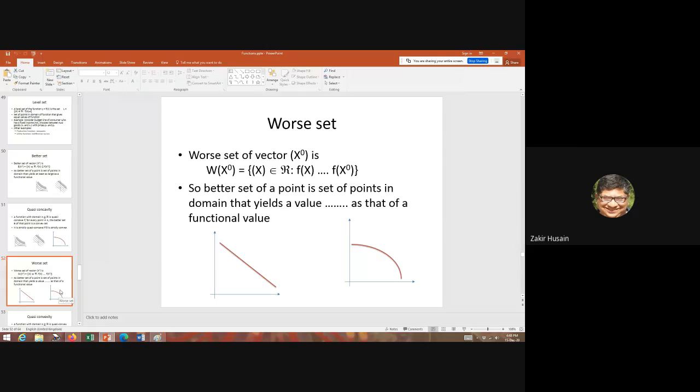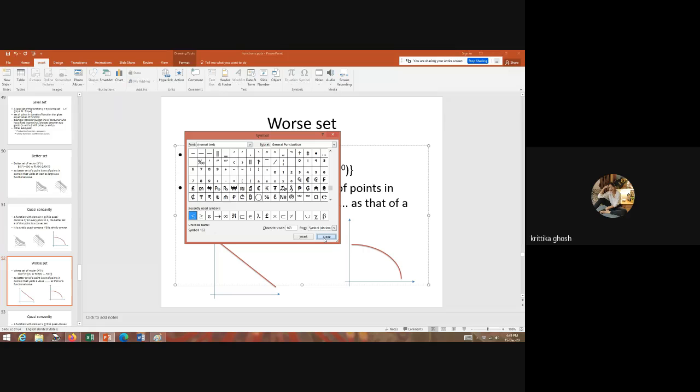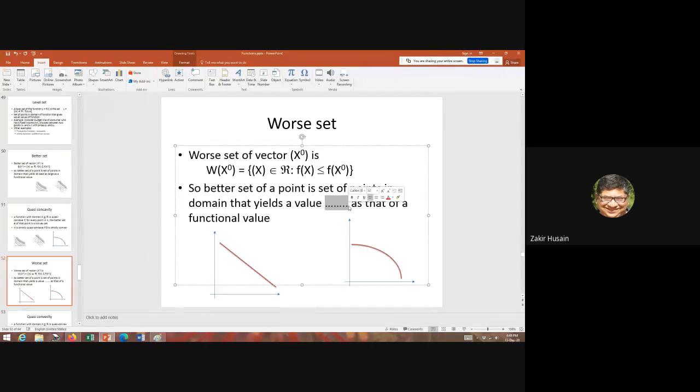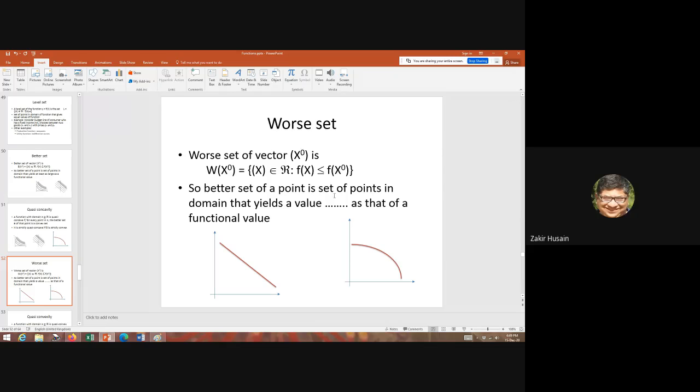Now when I typed it, I forgot to type some parts. So can you help me out? We are trying to define a worse set, that yields a value that is less than or equal to the functional value. It is at least less than or equal to. Thank you.